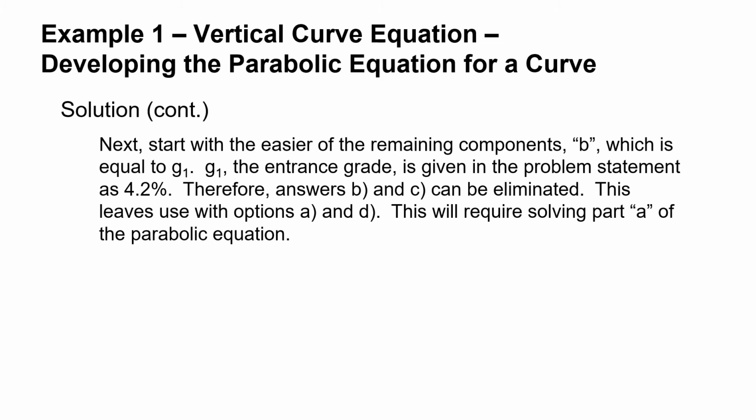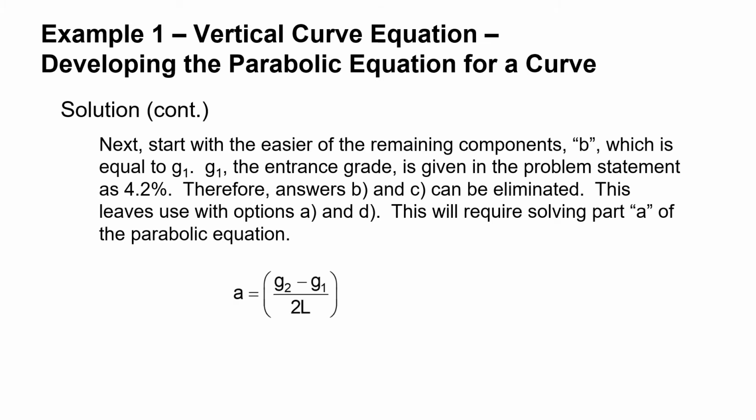So next we should start with the easier of the remaining components, which is B, which is equal to G1. So G1, the entrance grade, is given in the problem statement as 4.2%. Therefore, answers B and C can be eliminated. So this just leaves us with A and D. But this will require solving for part A of the parabolic equation.